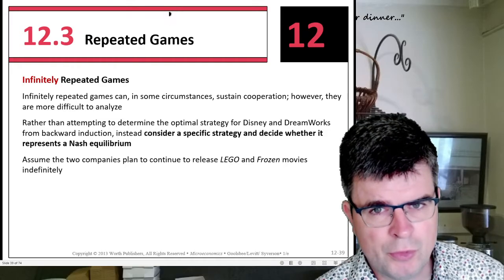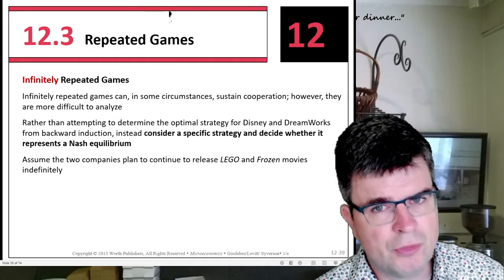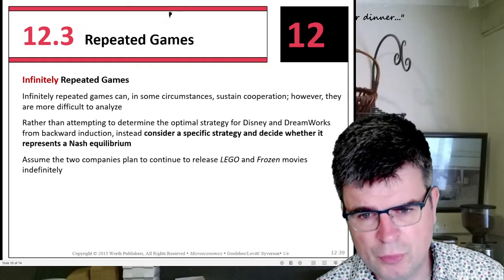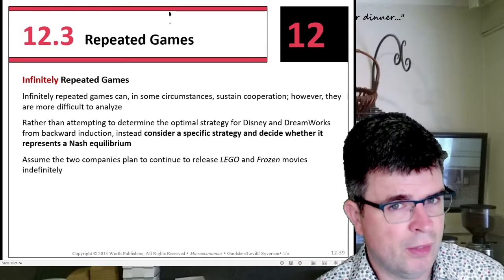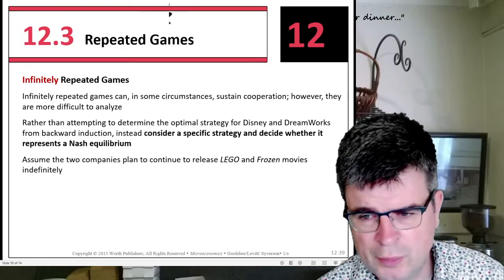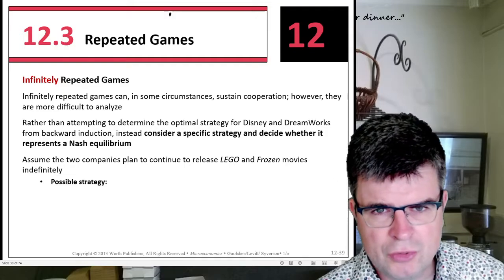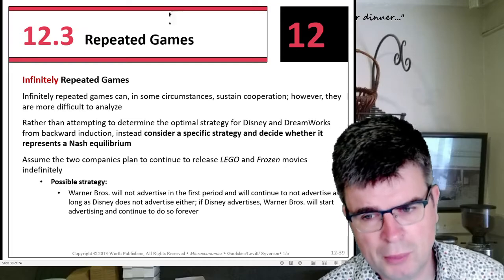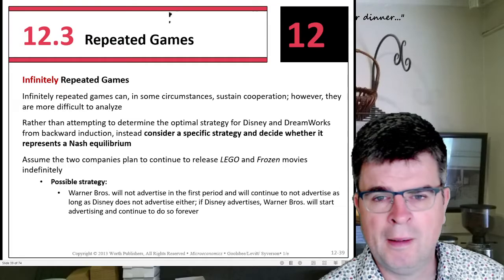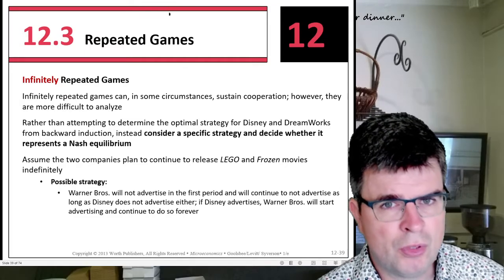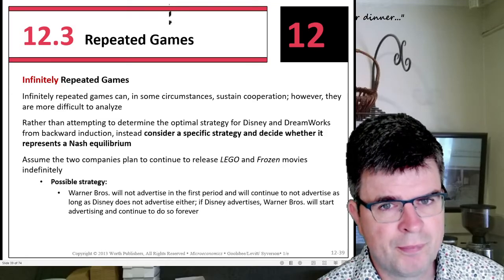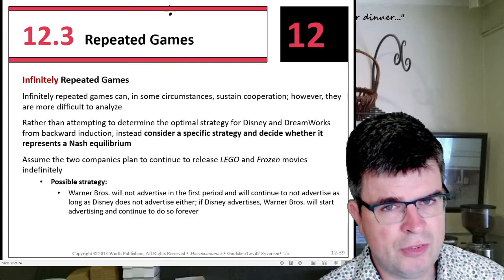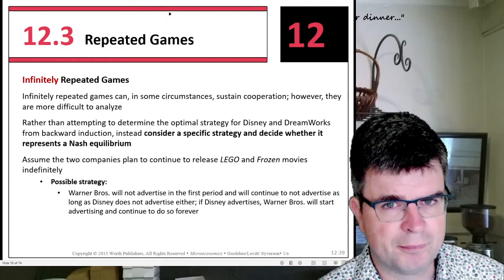We assume that the two companies plan to continue to release Lego and Frozen movies indefinitely. So you have Lego 1, Lego 2, Lego 3. Let's consider a possible strategy for each firm. The possible strategy for Warner Brothers is: my strategy is not to advertise in the first period, and I will continue not to advertise as long as Disney doesn't advertise either.